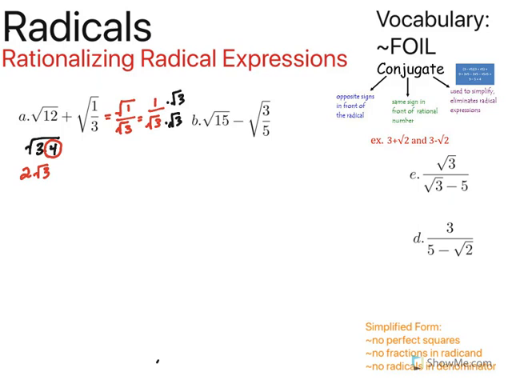When I multiply the numerator by the square root of 3, I end up with the square root of 3. When I multiply the denominator by the square root of 3, because I have the square root of 3 times the square root of 3, that's simply the square root of 9. And we know that the square root of 9 is a perfect square and simplifies down to 3, giving us the square root of 3 over 3. And so here is our new simplified expression so far. We have 2 square roots of 3 plus the square root of 3 over 3.